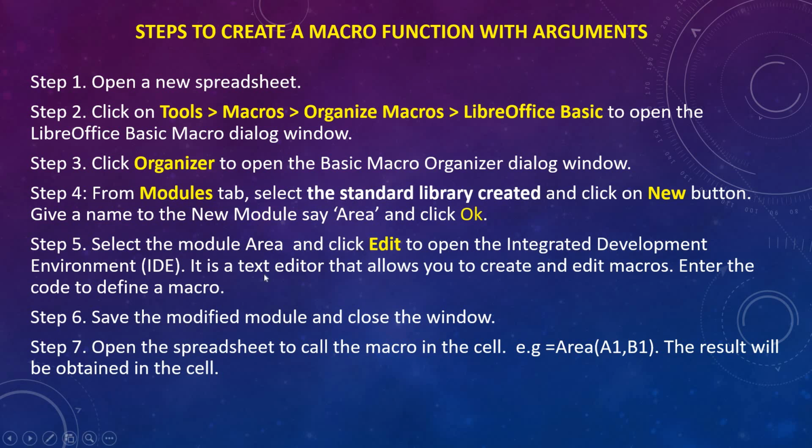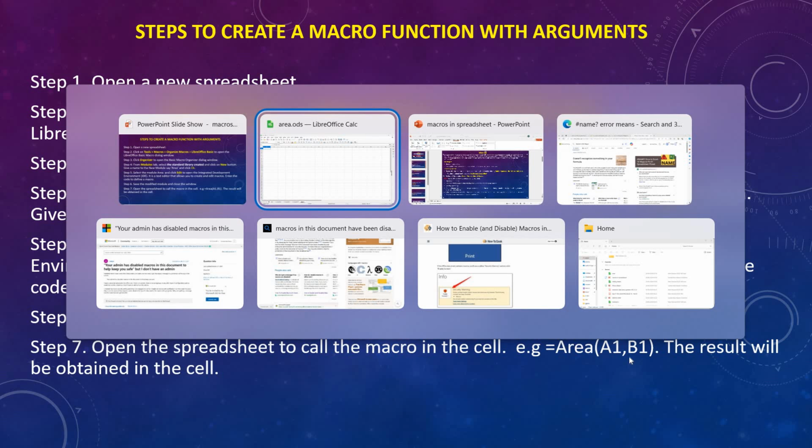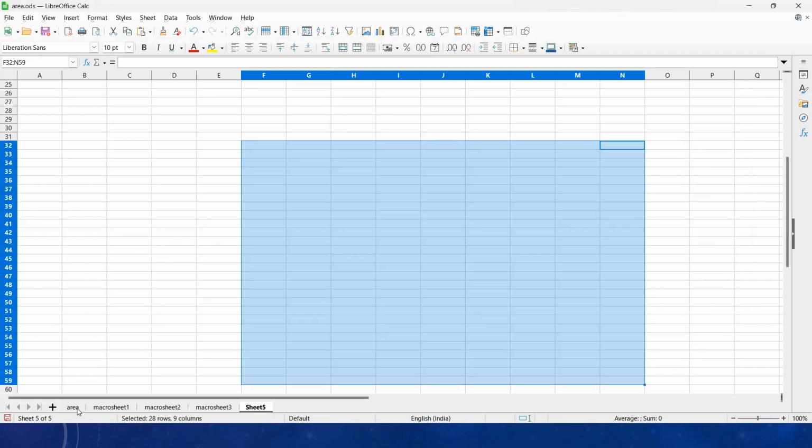Now in the edit, we will see a text editor. In the text editor, we will type the function. We will basically define the function in the form of a macro, and then we have to save it and close it. And then the last step is we need to open the spreadsheet where we want to call that macro, and we will use equal to, the area here is the function name and the cell references. After we use this, the result will be obtained in the cell. Let's do it now in LibreOffice.